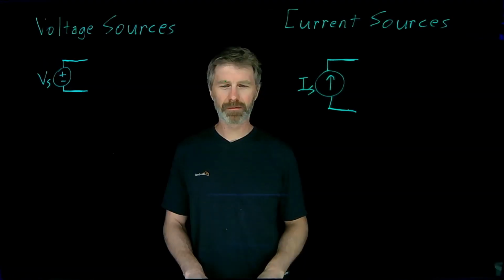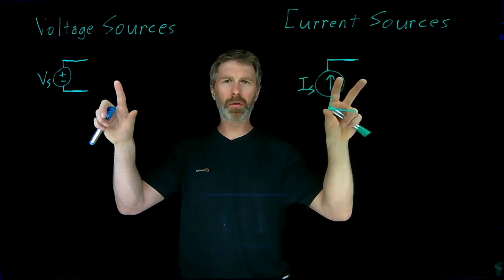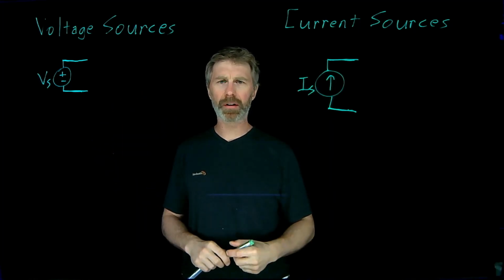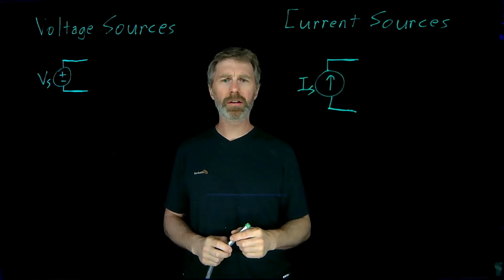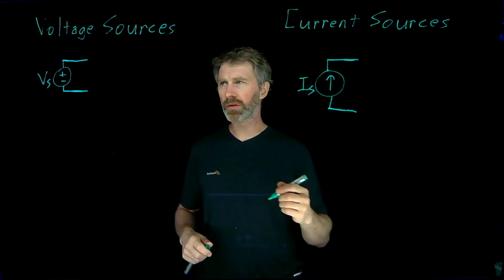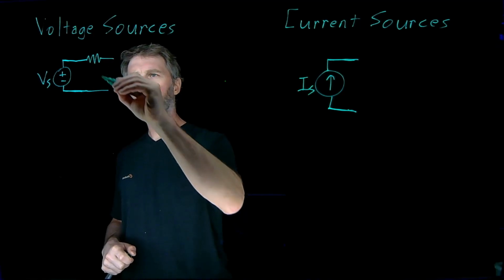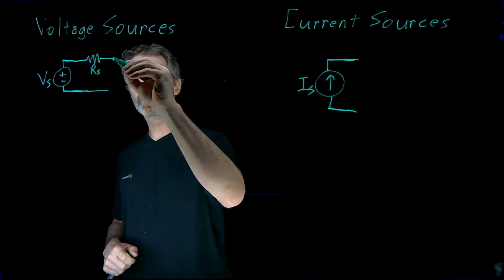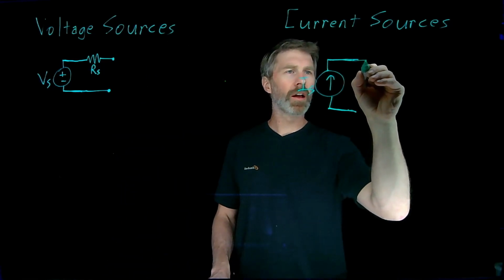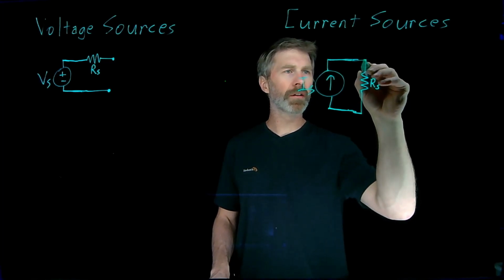So these two sources here, the voltage source and the current source, are both ideal sources. They only provide a voltage or a current, and there's nothing else to consider. To take one giant step towards modeling these sources as real-world sources, we can add some internal resistance to them. So on the voltage source, we'd add the internal resistance in series with the voltage. And on the current source, we'd add that internal resistance in parallel with the current.